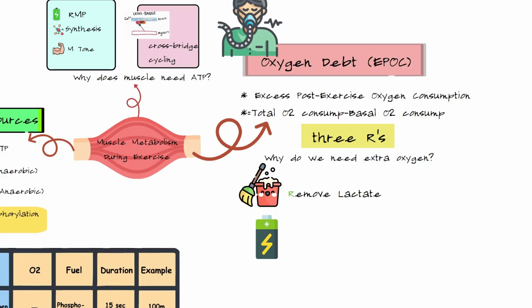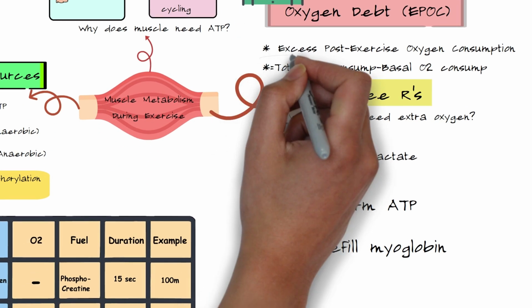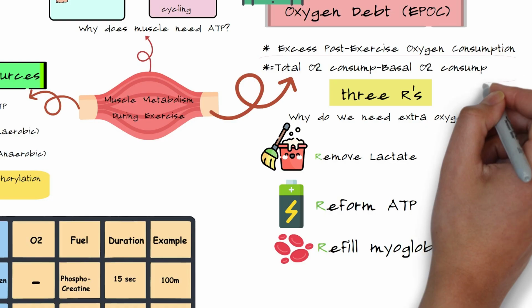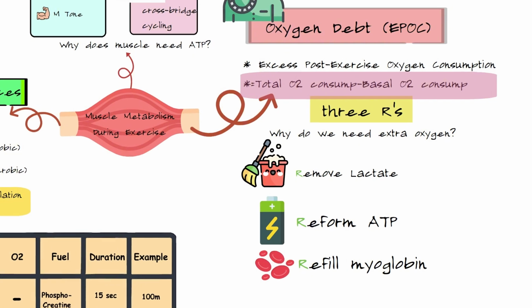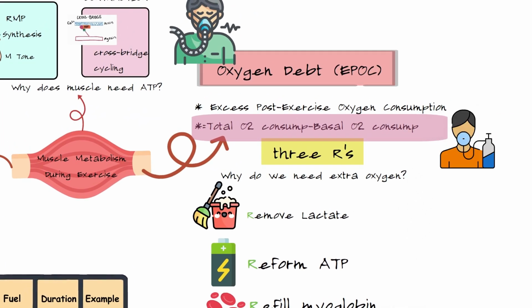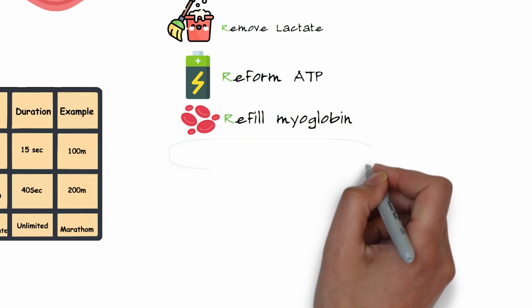Okay, so how do we measure the oxygen debt? Easily, estimate the total oxygen consumption minus the basal oxygen consumption. So you need to know your basal oxygen consumption before exercise and the total oxygen consumption at the end of exercise. Subtract both of them, and you get the oxygen debt.